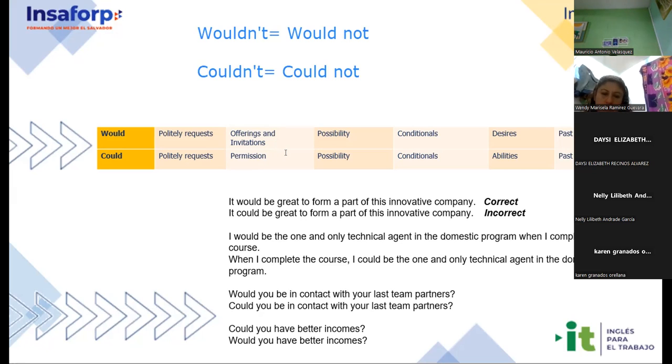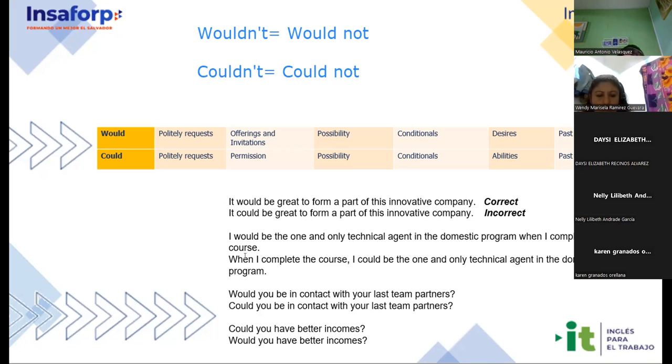Even though if we try to use this for offering, yeah, we can do it in a polite way, like, could I help you? It's not so common, like, can I help you, right? That's offering my help. But would and could are both used for possibility. For conditionals, they are both used. Would is used for desires because it's the past of will, and could is used for abilities because it's the past of can, right?